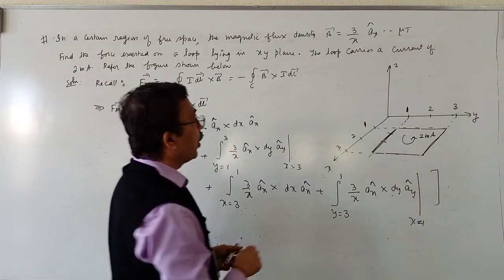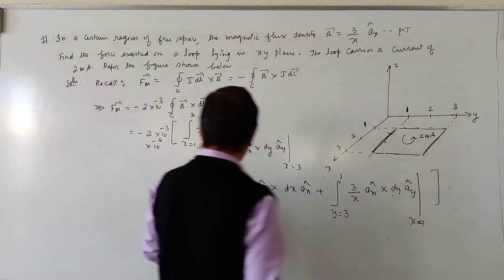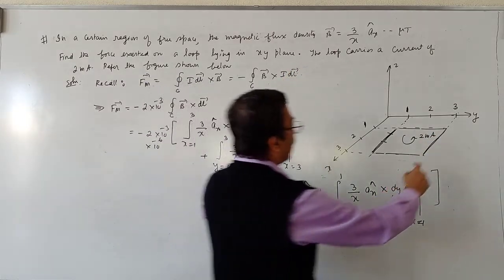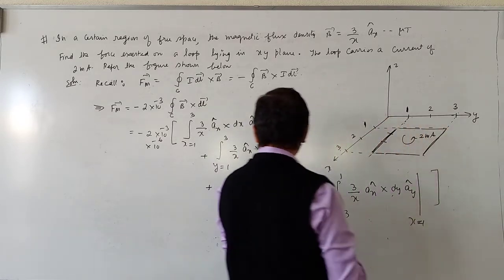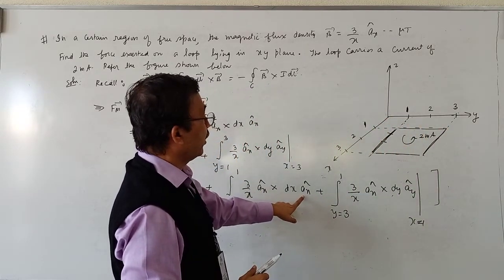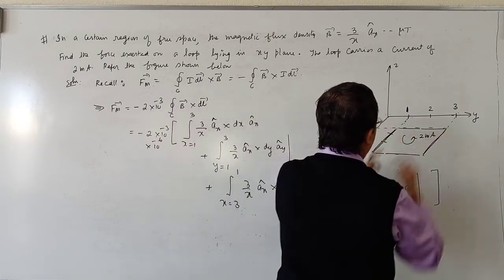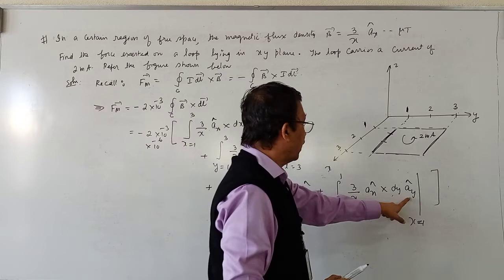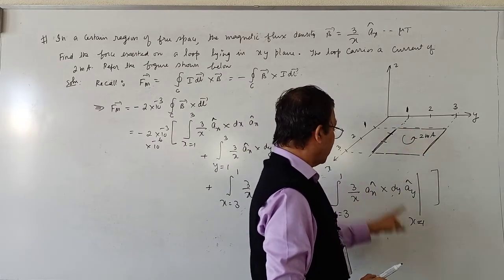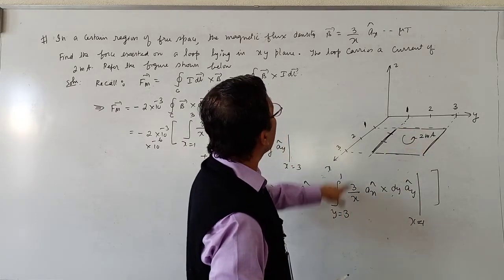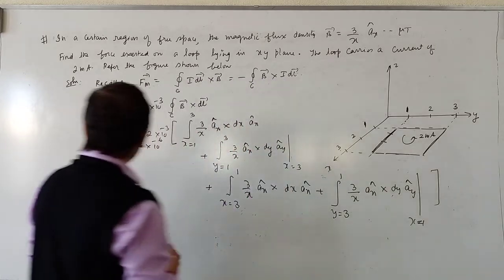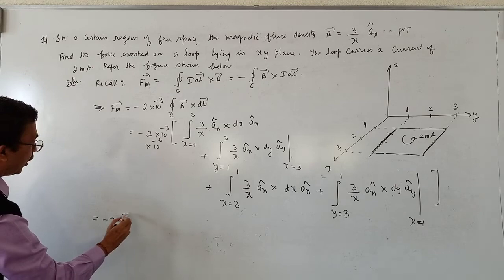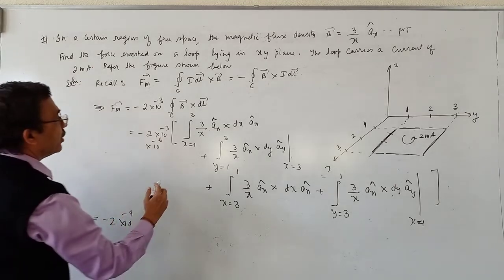Next, I will take this straight line. So, x varies from 3 to 1. What is vector B? 3 by x into ax cap. Since this line is parallel to the x-axis, vector dl is dx into ax cap. Finally, this straight line. For this straight line, what is vector dl? dy into ay cap. But this straight line is at x equal to 1. What is vector B? 3 by x. Now, this becomes equal to minus 2 into 10 to the power minus 9.